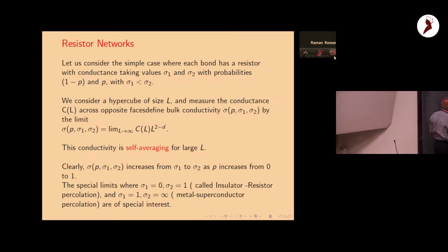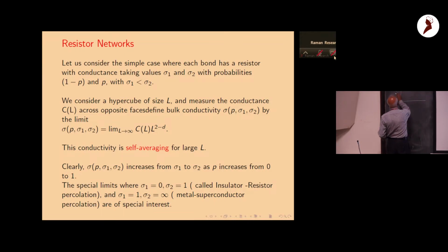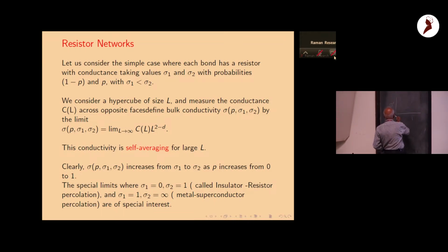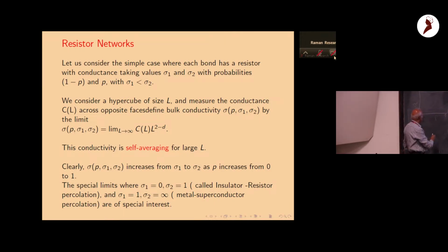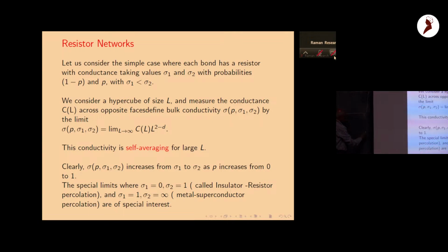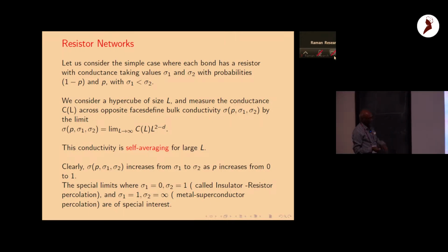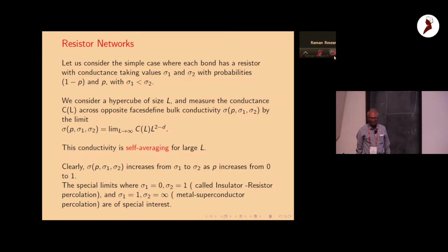Okay, so what can I say about sigma as a function of p? This is 0, this is 1, this is the range of p. So sigma 1 and sigma 2 are held fixed and I am only varying p. So what can I say about this? Well, if p is 0, everything is sigma 1, then the mean conductance will be sigma 1. All bonds are the same, so you can calculate the behavior of this network rather easily, I suspect. And so the answer is sigma 1. When all bonds are 2, it is sigma 2.